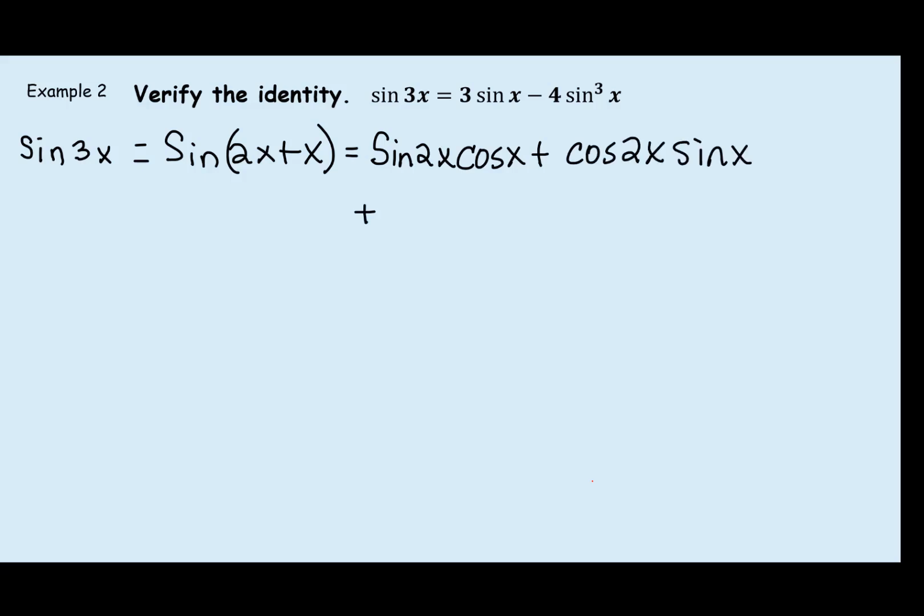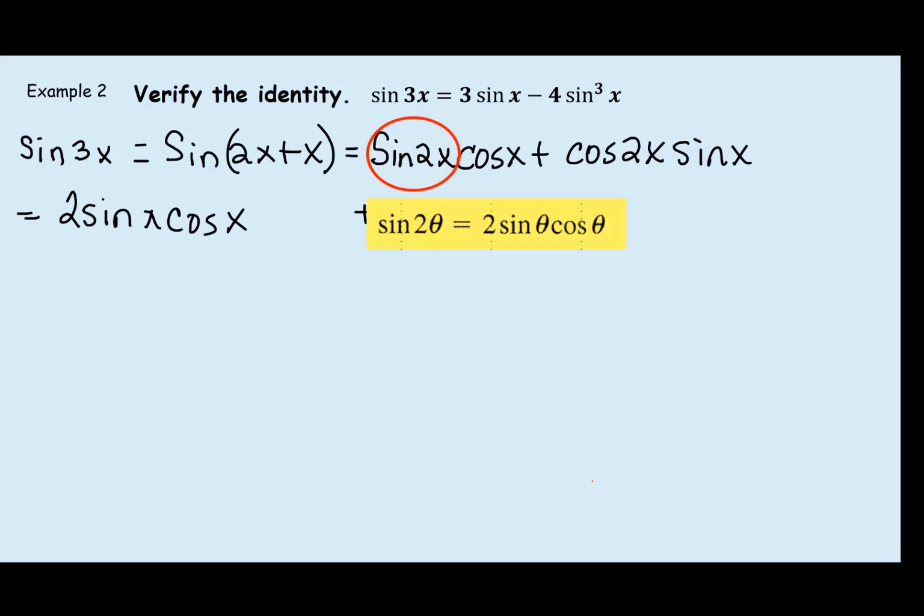And now we will use those double angle formulas that we just learned. So sine 2x, we know, is 2 sine x cosine x. So we'll use that on that first part. So we'll have 2 sine x cosine x. And then we've got that other cosine x being multiplied by that. So let's write that right there.